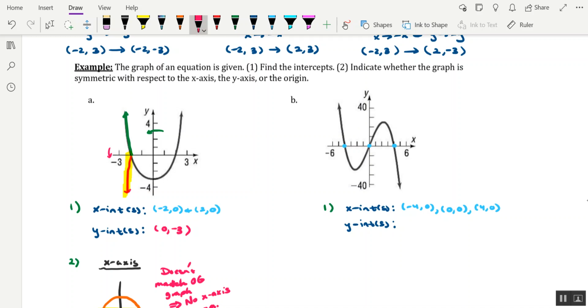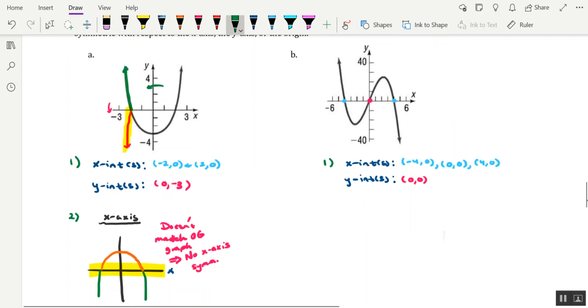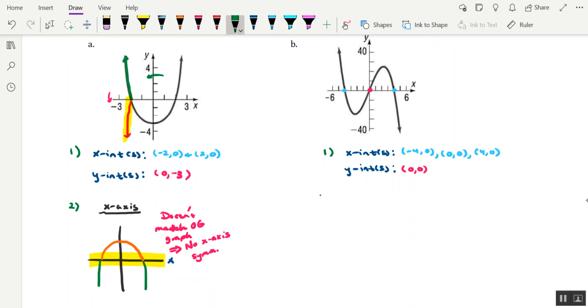This graph does cross the y-axis as well, and it crosses at (0, 0), which happens to be one of our x-intercepts, and that can happen. So those would be the intercepts of the graph. Let's move on to determine what type of symmetry it has, if any.